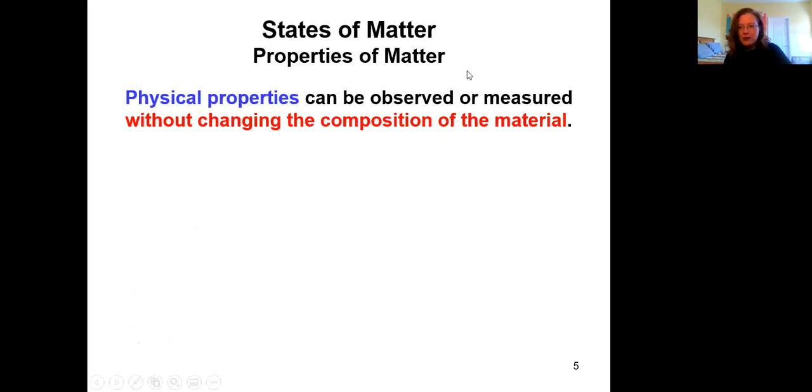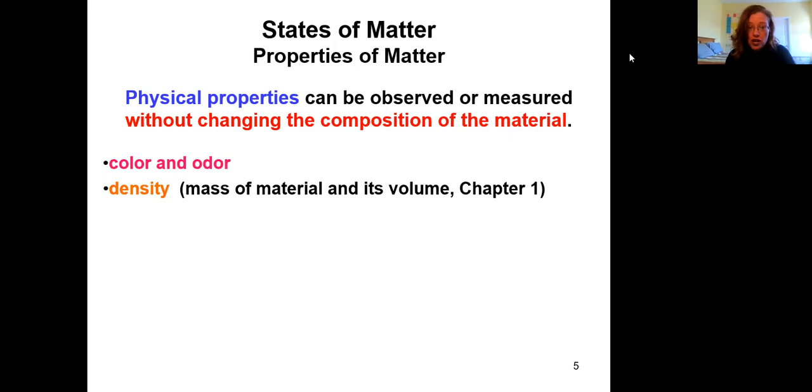Physical properties. Let me move this box out of the way. We will do more on physical and chemical properties in lab, so we're going to have some overlap with this in more than one of our labs. But here's your general introduction: physical properties can be observed or measured without changing the composition of the material, so we don't change what it's made out of. That would be things like the color and the odor, how it smells. We're going to talk some more in this chapter about density, which is based on the amount of material and how much space it takes up.